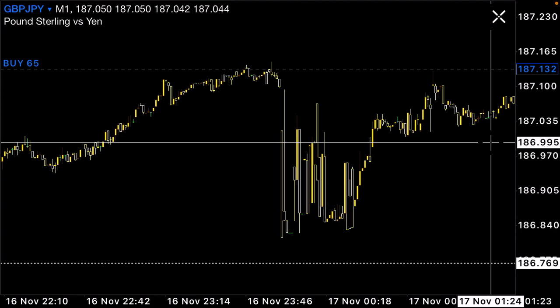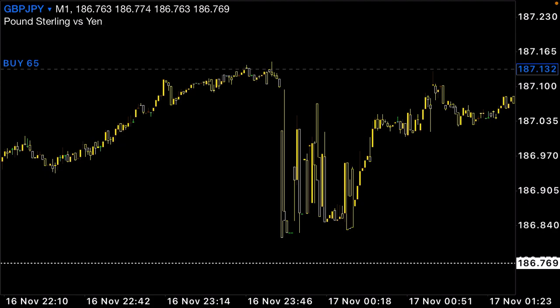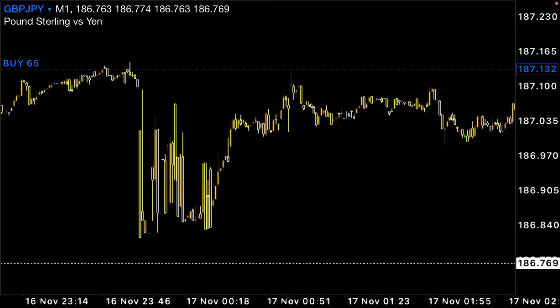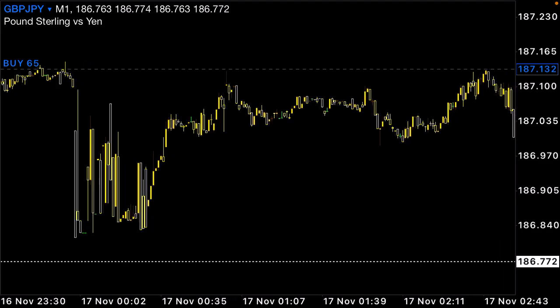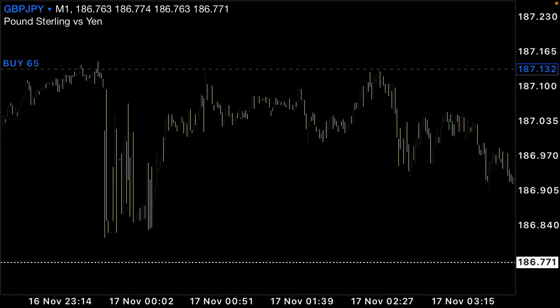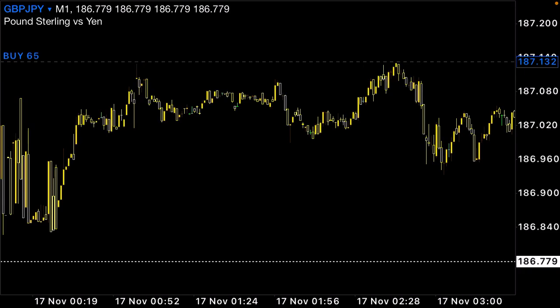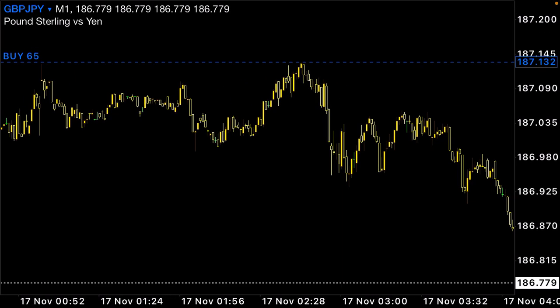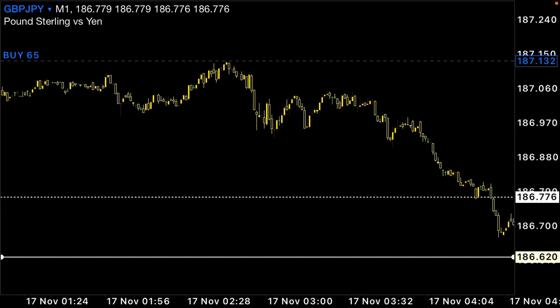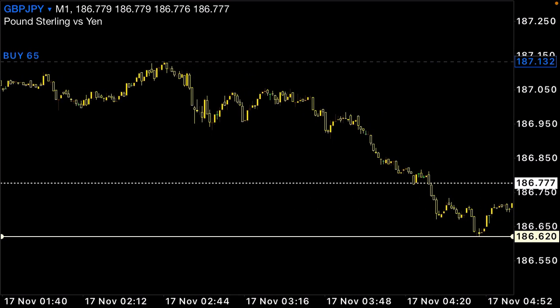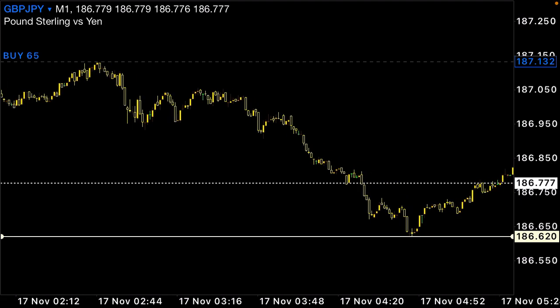But this one, it did not follow the pattern. See that? It didn't follow the pattern at all. It didn't break above that point. And it actually started going back down, and it started going down further.